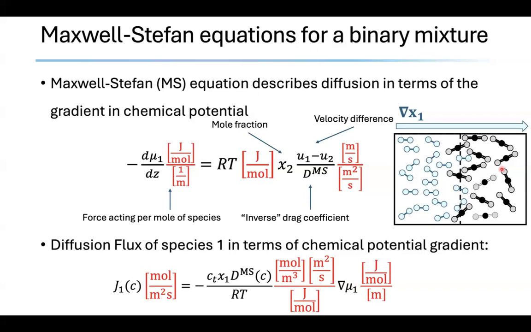It is also intuitive that if you have more of the black molecules, then the resistance faced by the blue molecule while intruding into this half of the box is also higher. This is precisely what the Maxwell-Stefan diffusion equation predicts. In this context, then, the DMS, or the Maxwell-Stefan diffusion coefficient, can be thought of as an inverse of a drag coefficient.